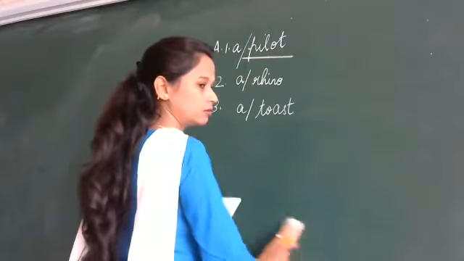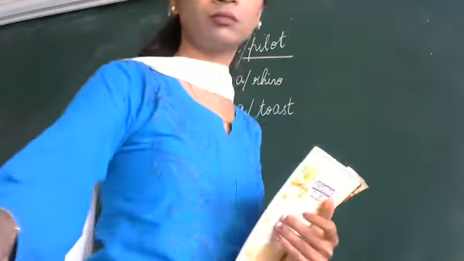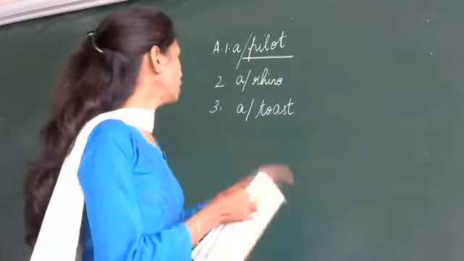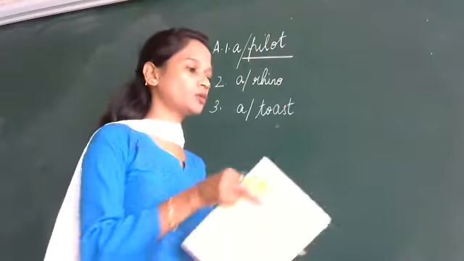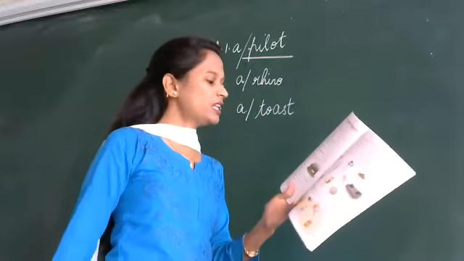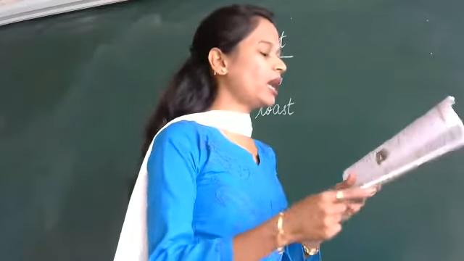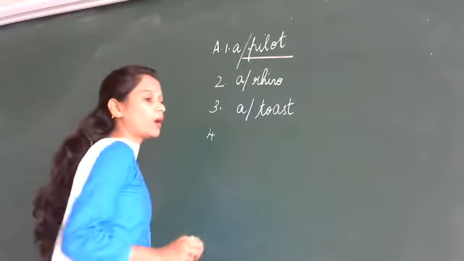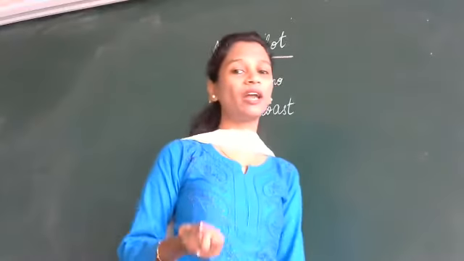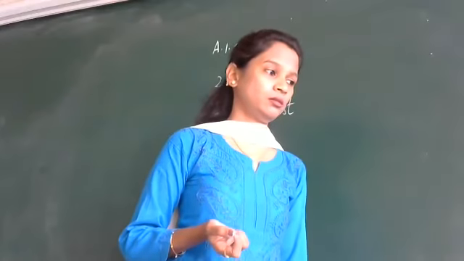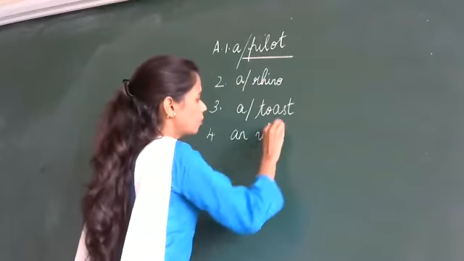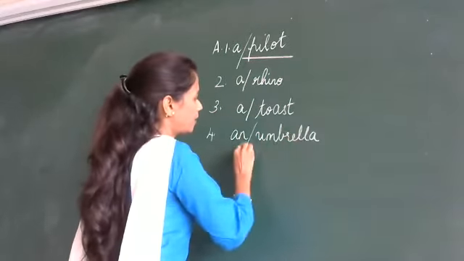You all are wrong. Okay, so the third one I'll say a toast. Next, it's cloudy. Will you carry dash umbrella? Why an umbrella? Yes, because U begins with a vowel. So I will write an umbrella.